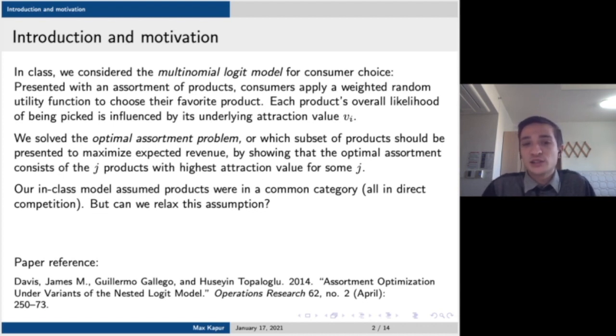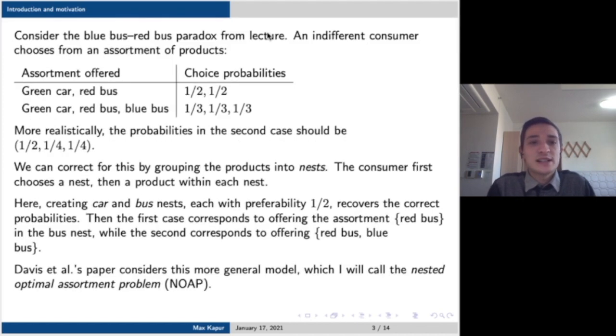And our in-class model assumed that products were all in a common category, but this gave rise to what we called the red bus, blue bus paradox. So an indifferent consumer might be unreasonably swayed by the introduction of a very similar product. One way to solve this problem is by grouping the products into nests, like car and bus. The consumer first chooses a nest and then chooses a product from within each nest, and if we pick the probabilities right, we can recover the intuitive probabilities in this example.